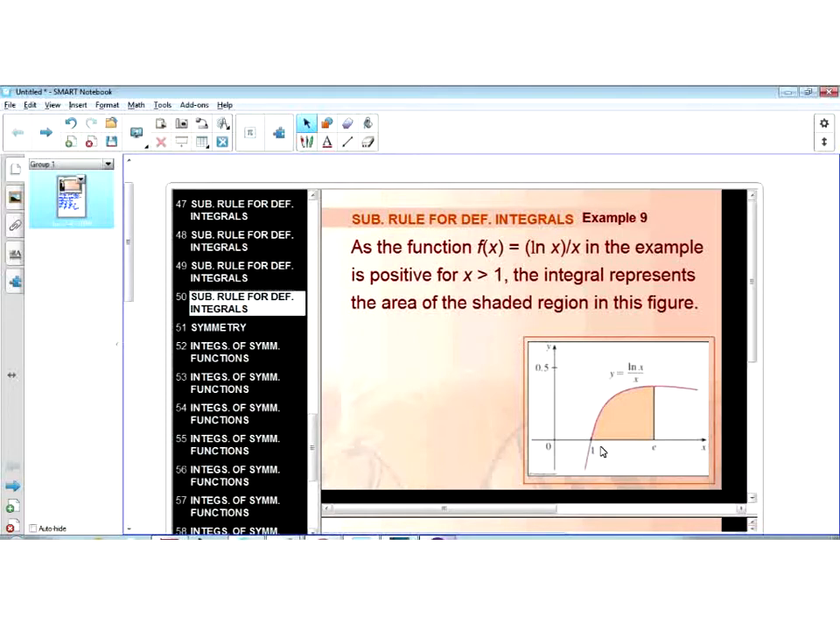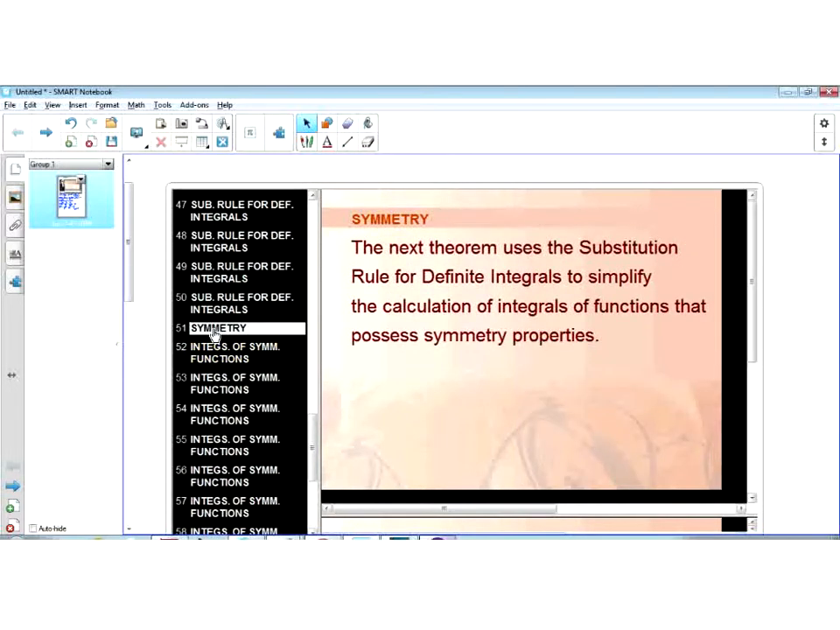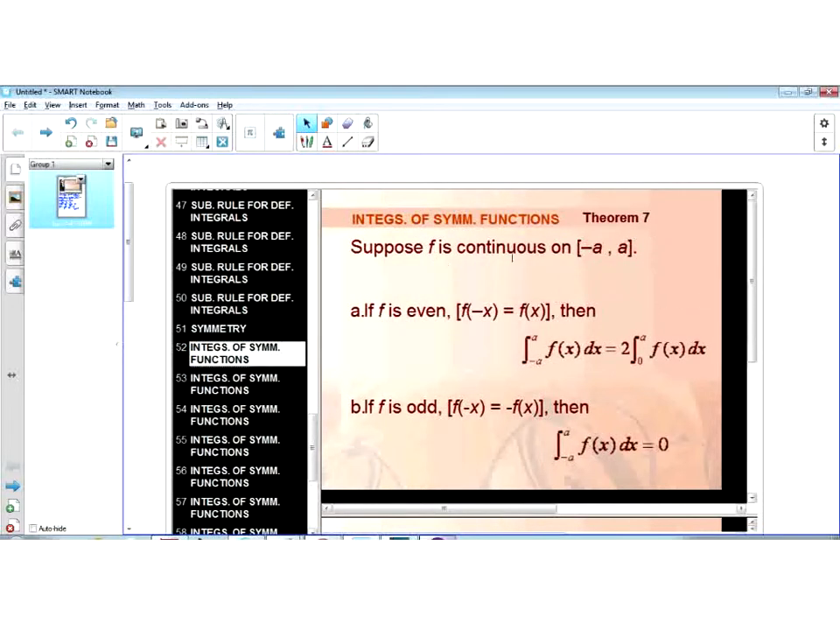Yeah, so the integral represents the area under the curve from 1 to e of ln x over x. So there you have it. Symmetry. Okay, so the substitution rule for definite integrals to simplify calculations of integrals of functions that possess symmetry. So this is particularly an intriguing section.